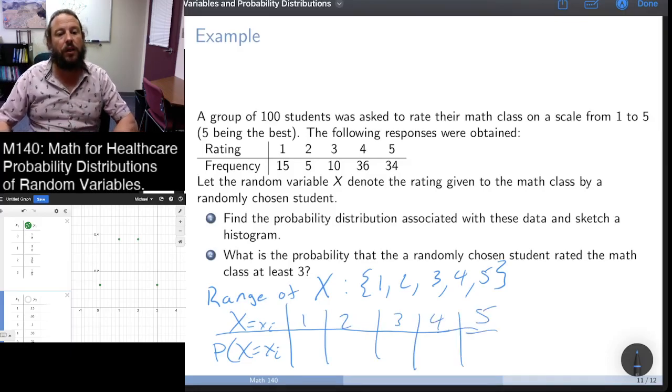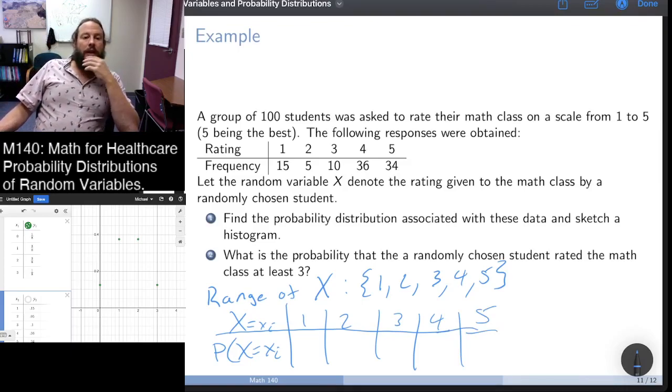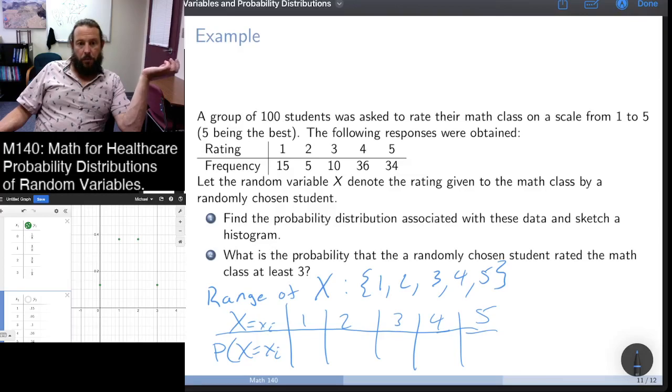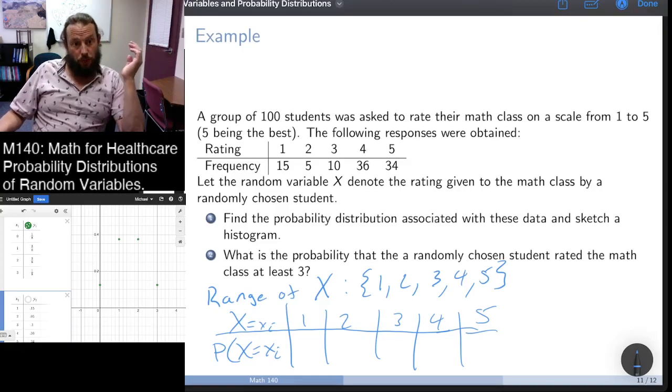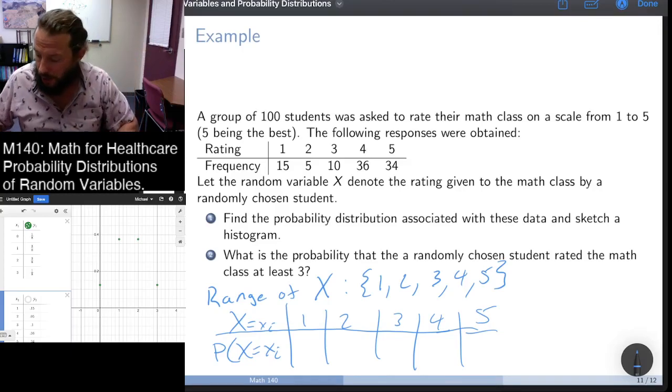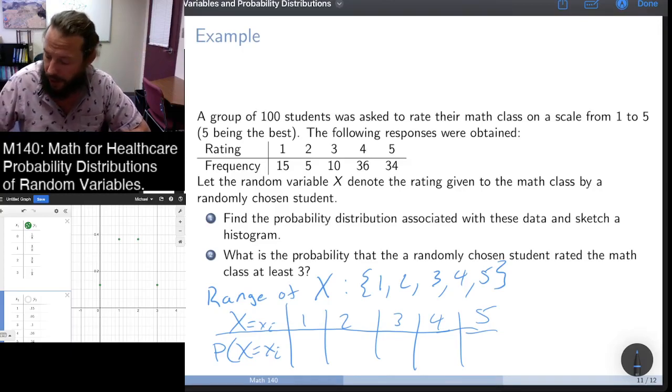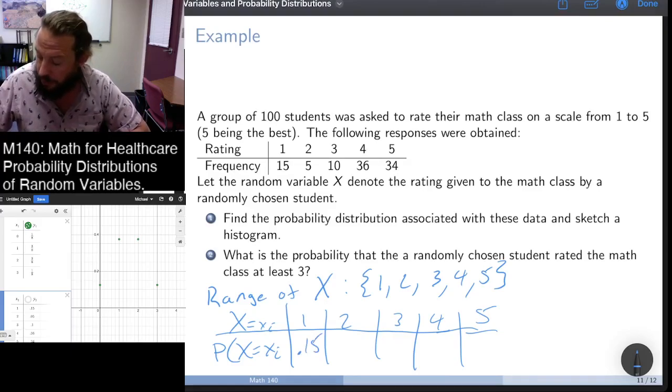Now notice here, they didn't give us probabilities. They gave us a frequency distribution. So what do we do with that frequency distribution? What percentage of people gave a rating of 1? 15 divided by the total, which is 100. That's nice and easy for our calculations. The probability of x equal to 1 is 0.15, or 15%.